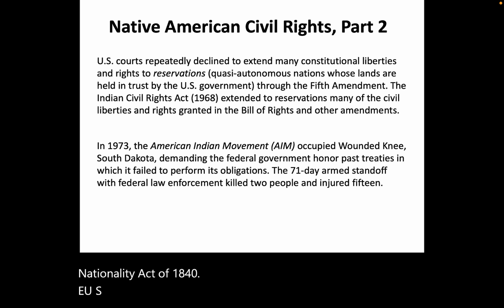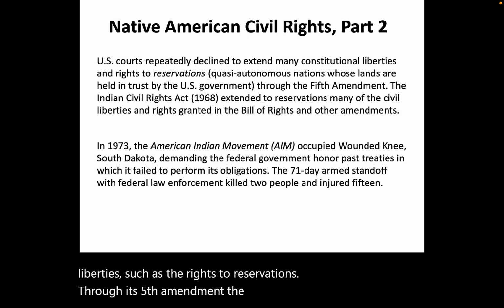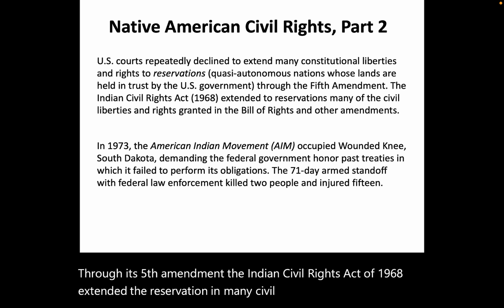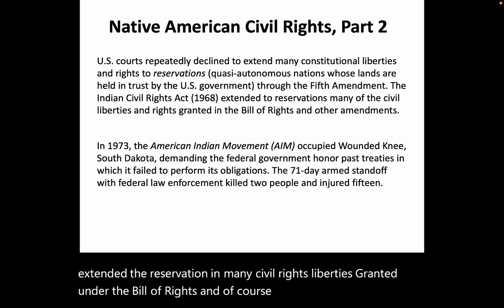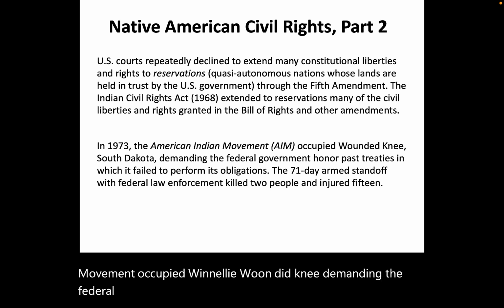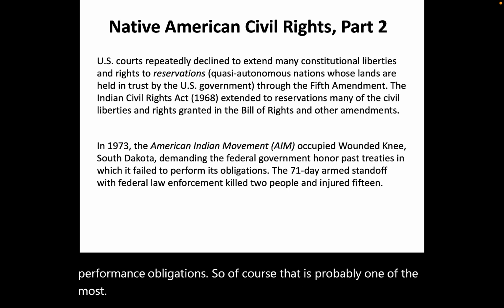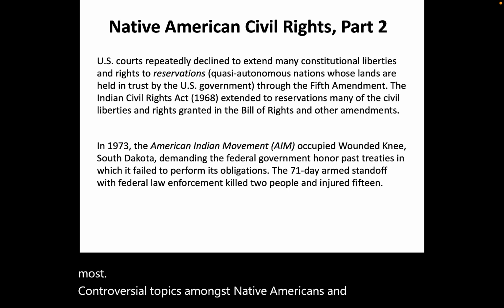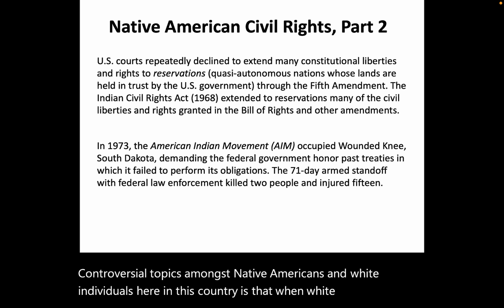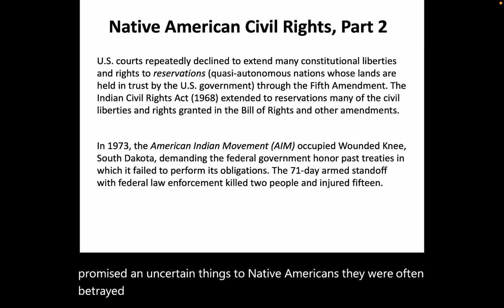The U.S. courts repeatedly declined to extend many constitutional liberties, such as the rights of reservations through the Fifth Amendment. The Indian Civil Rights Act of 1968 extended many civil rights liberties granted under the Bill of Rights. And of course, in 1973, the American Indian Movement occupied Wounded Knee, demanding the federal government honor past treaties which it failed to perform its obligations on. That is probably one of the most controversial topics amongst Native Americans and white individuals in this country: when white individuals promised certain things to Native Americans, they were often betrayed, and you continue to see the expansion out westward.